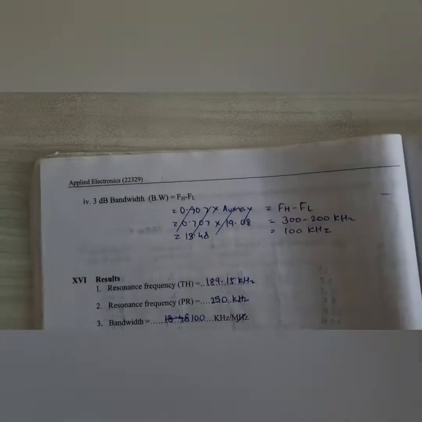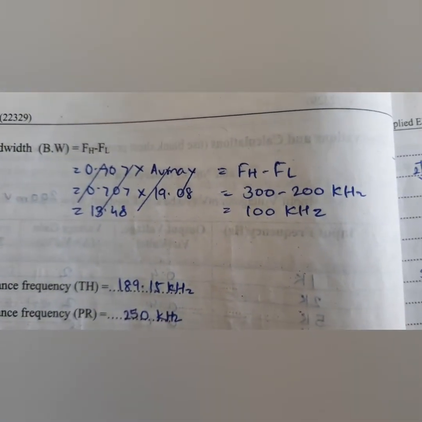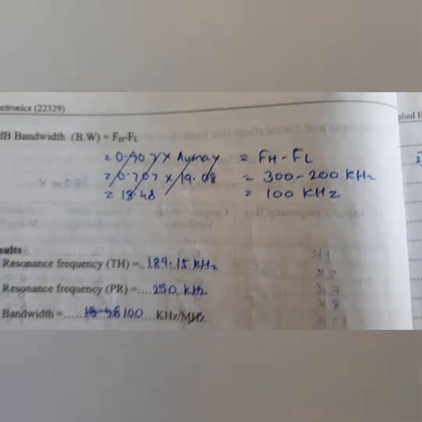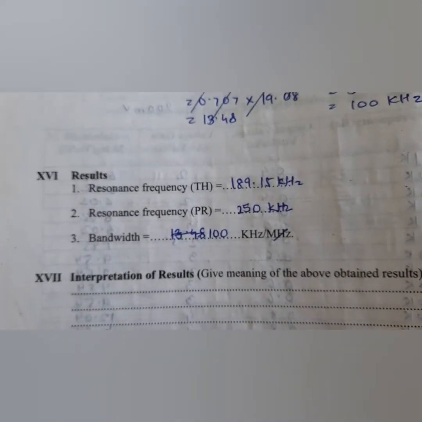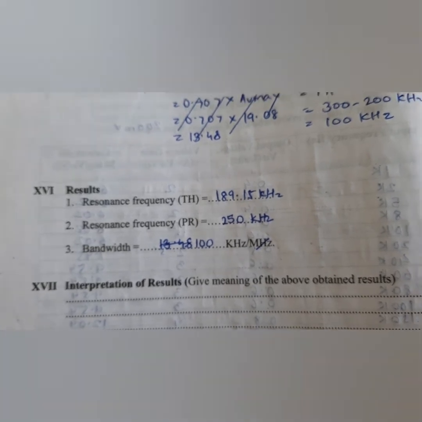Coming to the bandwidth. Bandwidth is calculated as FH minus FL. Here we get the bandwidth, that is 100 kilohertz. This is your theoretical frequency, practical frequency, and this is the bandwidth.